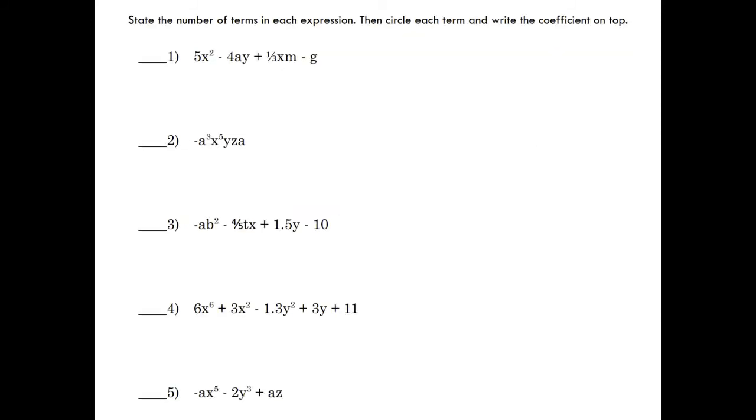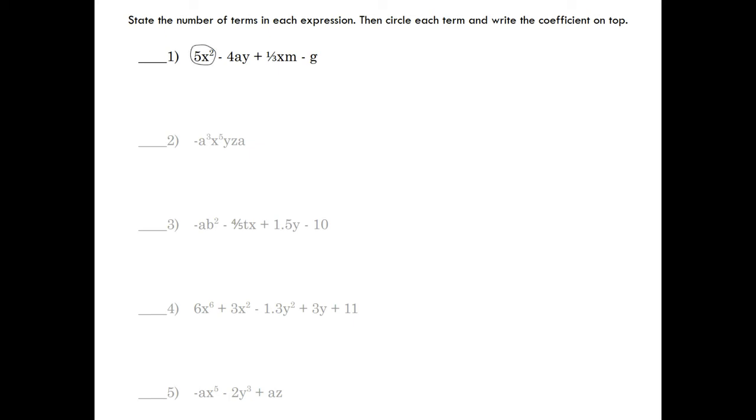So now we're going to do these questions. We have: state the number of terms in each expression, then circle each term and write the coefficient on top. So we're going to state the number of terms in each expression, circle each term, and then write the coefficient of each term on top. So first we have number 1. Number 1 has 4 terms. So that's 4. So you're going to circle them.